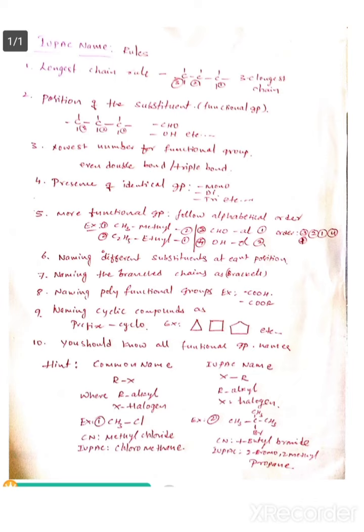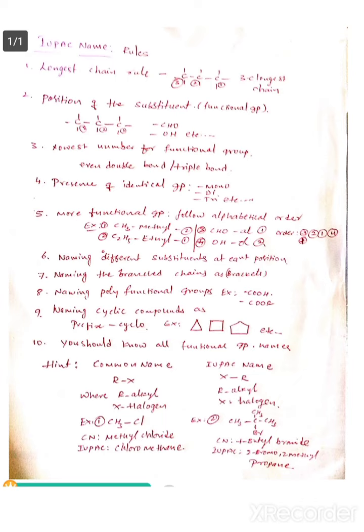Next, the sixth rule: naming different substituents at equivalent positions. If the organic compound contains different substituents at equivalent positions, you have to start in alphabetical order from the two ends of equal size. The seventh rule: naming branched chains. For example, if the parent carbon chain contains branches like propyl, butyl, pentyl, you put them in brackets and mention that it is a branched one.